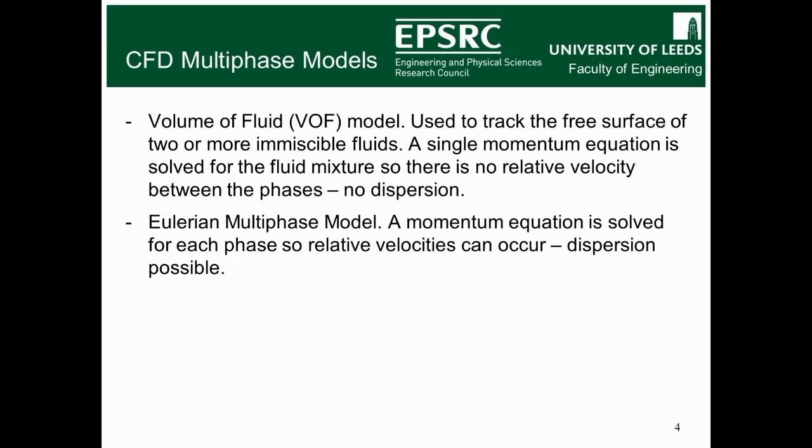The first is the volume of fluid, or VOF, model. In this model, a single momentum equation is solved for the two phases, so you can't get a relative velocity between the phases, and you can't get dispersion of one phase within another, so air entrainment can't be predicted. The next one is the Eulerian multi-phase model, in which a momentum equation is solved for each phase, so you can get relative velocities, and therefore dispersion and air entrainment can be predicted.